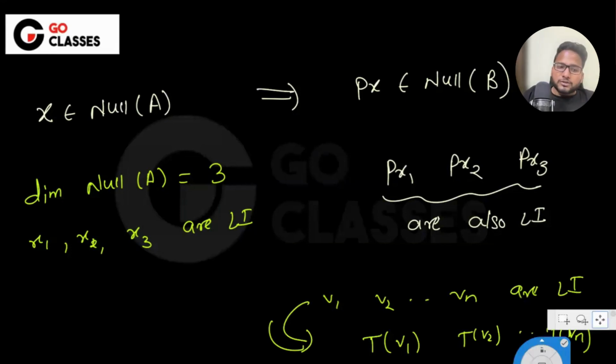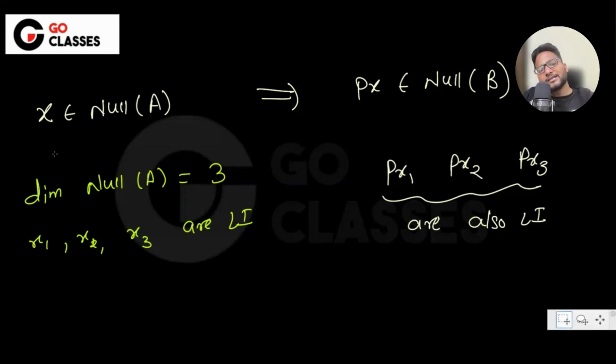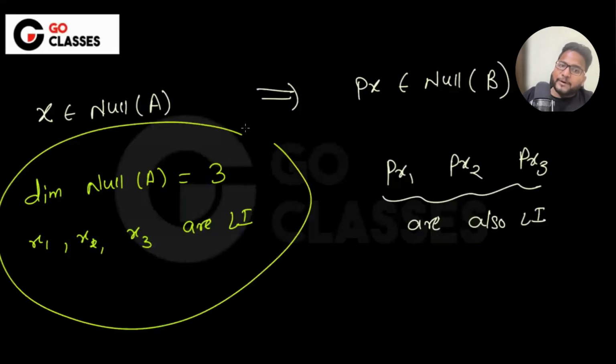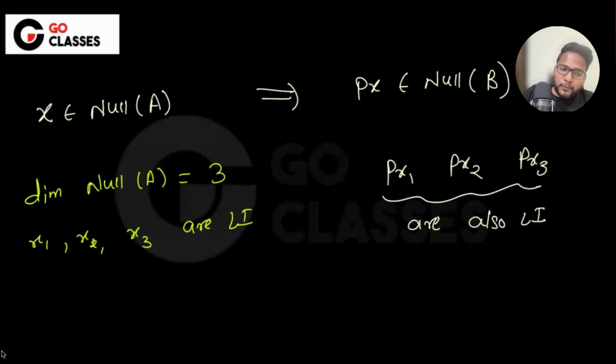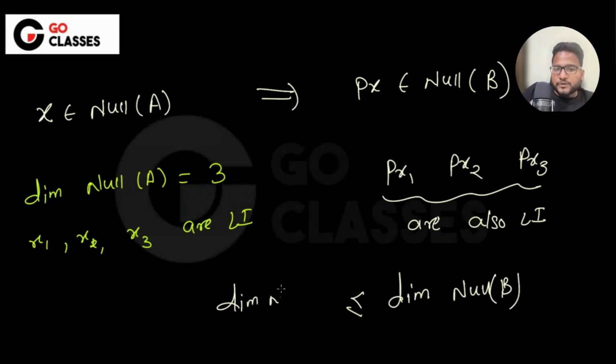Okay. So what I'm trying to say here is that if X is in the null space of A, then there is some vector Px that is also in the null space of B. Which means if you have three linearly independent vectors in the null space of A, then at least three will be here as well. So I have just proven one thing, that the dimensionality of the null space of B is greater than or equal to the dimensionality of the null space of A.